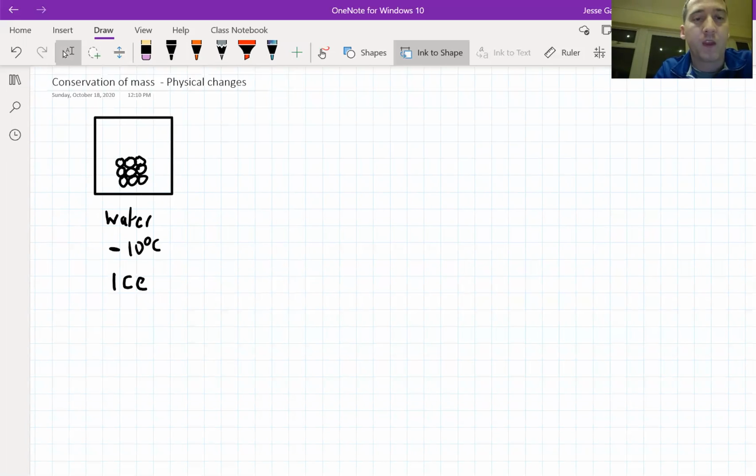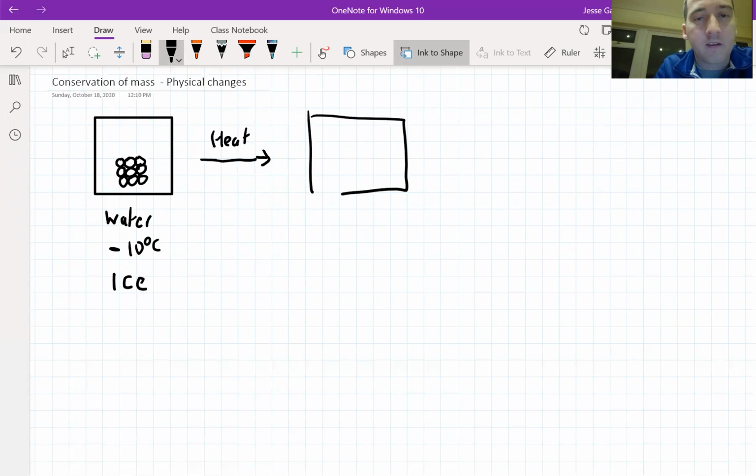Now say we take that ice and we add heat. And we were to draw the particles again. What has happened to the particles? Well, what I would expect to see is that some of the forces of attraction that were holding the particles together in a solid have now been overcome by the energy that's been put in. And the particles now are not kept in neat, tidy rows.